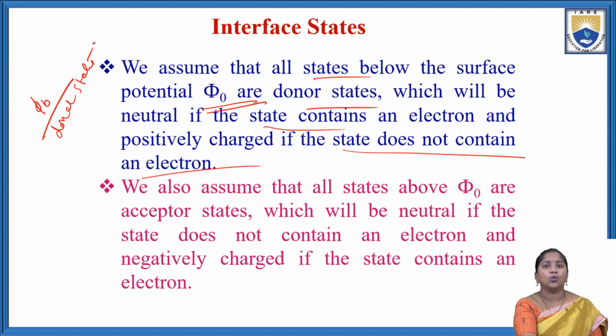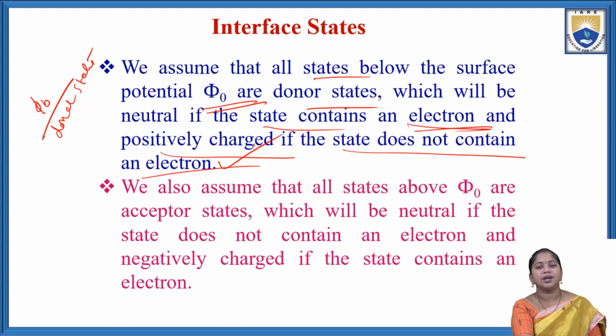All the states below the potential φ0 are the donor states, which will be neutral if the state contains an electron. If the state does not contain an electron, it is positively charged. If the state contains an electron, it is neutral.